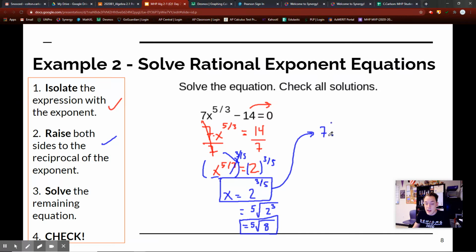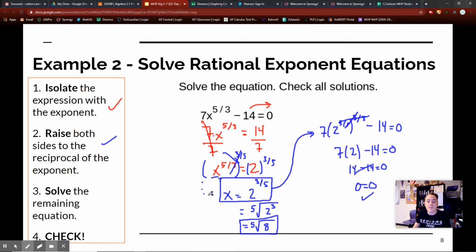So this is 7, and then what was my x? 2 to the 3/5 power. 2 to the 5/3 power minus 14 equals 0. That's what I had. Okay, so I'm just substituting that in. What happens to the exponents? They go poofy, of course, the 3's and the 5's. So I really just have 7 times 2 minus 14 equals 0. Well, that's 14 minus 14 equals 0, which is, of course, 0 equals 0, which is true. 0 does equal 0. Nothing does equal nothing, which means this is my final answer.